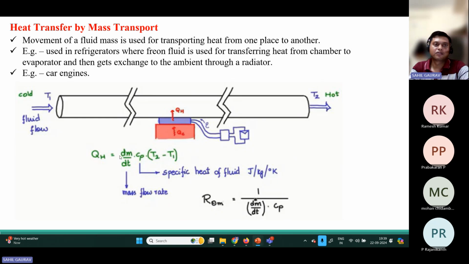If you see the expression for heat transfer by mass transport, here we are using the mass flow rate dm upon dt, and Cp is the specific heat of the fluid, and delta T is the difference between the hot side and cold side. Therefore, you can write this R theta m for mass transport, that is 1 upon (dm upon dt into Cp). Again, you can compare with the conventional one, Q equal to delta T upon R theta. If we compare this one to this, you will get R theta m.